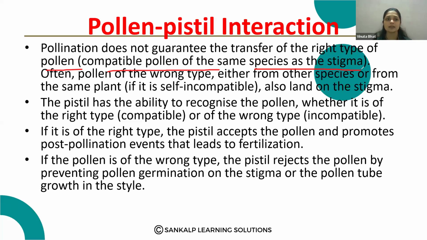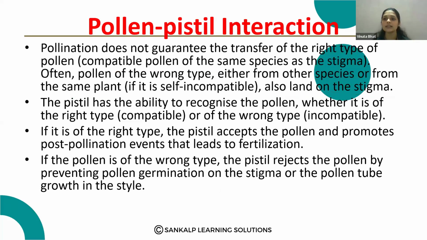Sometimes the pollen grains are transferred to the stigma, but that is not the right type of pollen grain. The pollen grain is transferred to the stigma, but that is not the right type, not the same species. If the pollen grain of some other species is transferred to the stigma, does pollination happen? No. Often pollen of the wrong type, either from other species or from the same plant, also lands on the stigma. So the same species or a different species can land on the stigma.